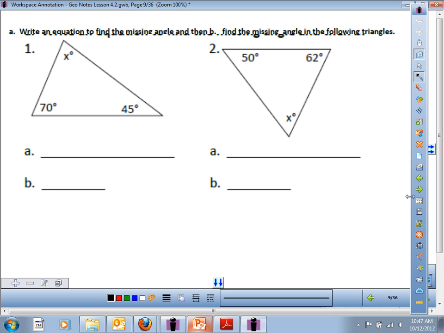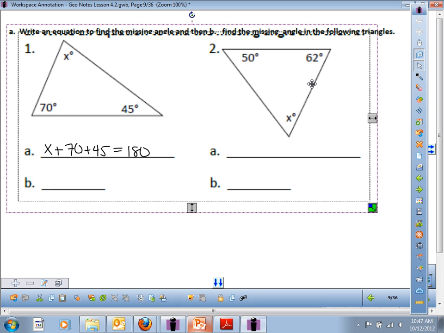So we look at this. It says write an equation to find the missing angle. Now the reason we're going to do this is so when we get to those big point problems, these are going to be nice quick solves. Okay, so if we look at this, let's find the measure of angle x right here. To do this, we know that x plus 70 plus 45 equals 180 degrees. Okay, so there's the equation that we can use to find the value of x.